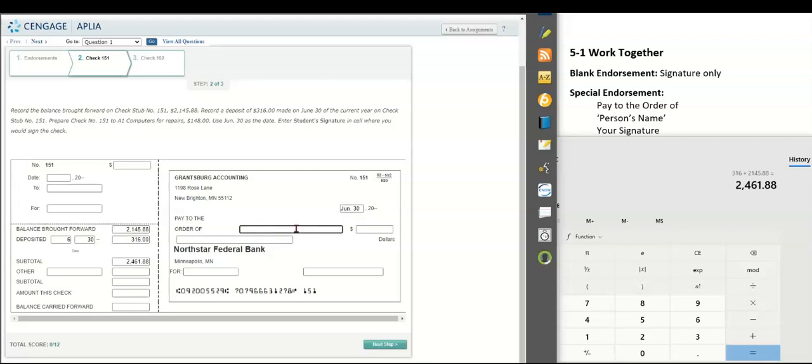Paid to the order of. So in this box, that's where you write who the check is going to. So A1 Computers. The dollar amount in numbers goes in the box next to the dollar sign. You don't write the dollar sign again. It's already on the paper.